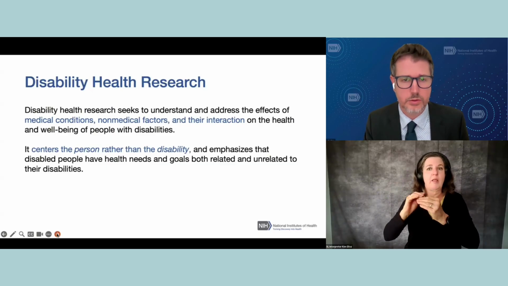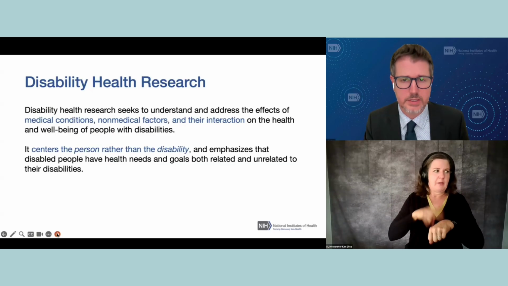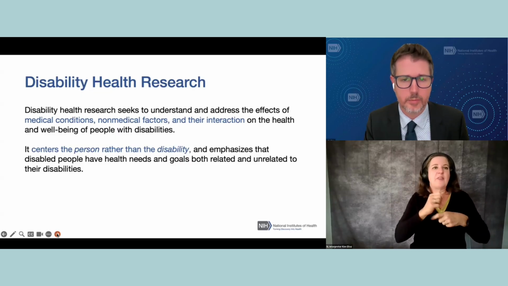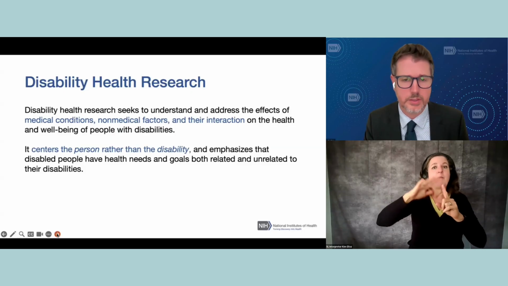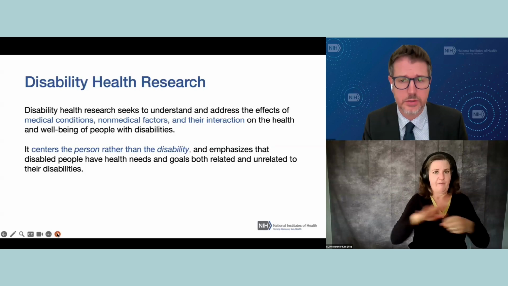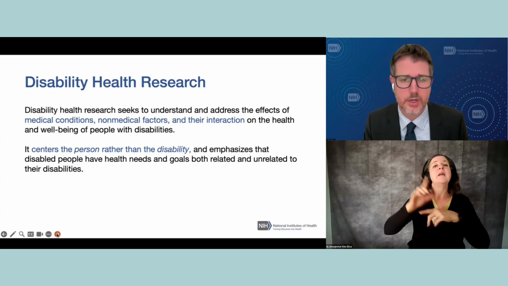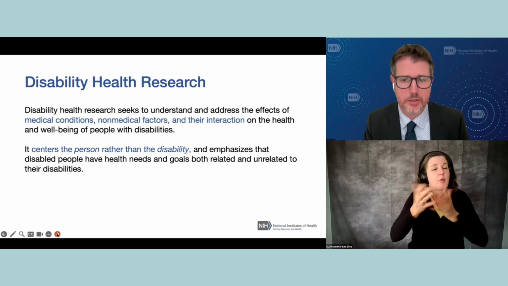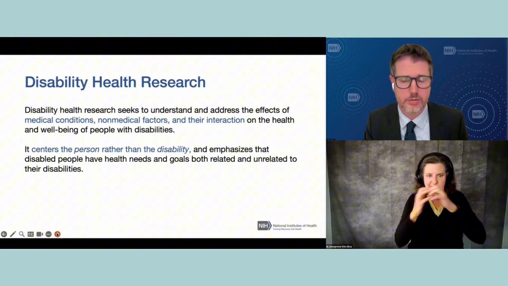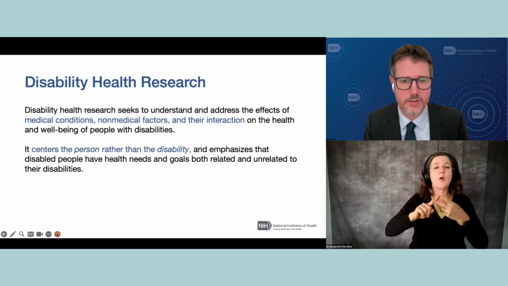In contrast, the social model of disability emphasizes that disability is not caused primarily by a person's impairments, but rather by environmental, social, and attitudinal barriers that may prevent people from fully participating in society. Increasingly, disability is understood through interactional models, which posit that disability results from the dynamic interplay between individual medical conditions and biological, behavioral, social, cultural, and environmental factors.